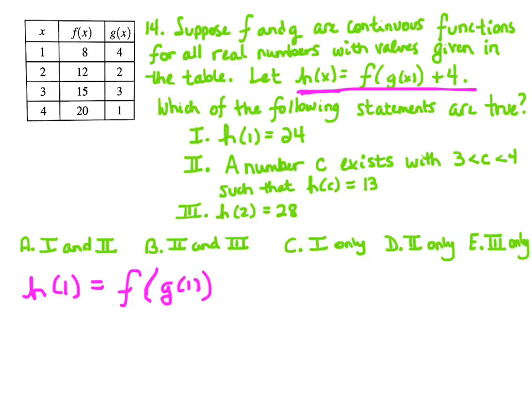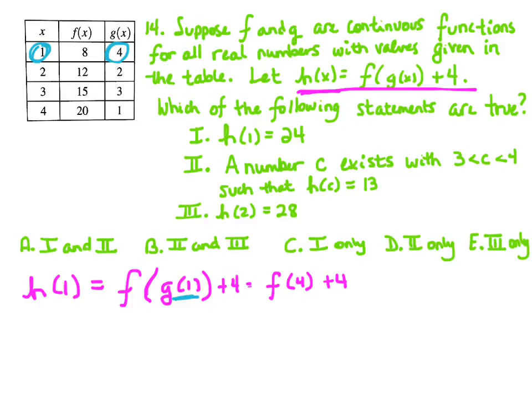All right, f of g of 1 plus 4. To figure out what this is equal to, I'm going to get values from the table. I'm starting first at g of 1. Here's x equal to 1 right here. g of 1 is equal to 4. So I'm going to plug that in. Now I've got f of 4, still plus 4 out here.